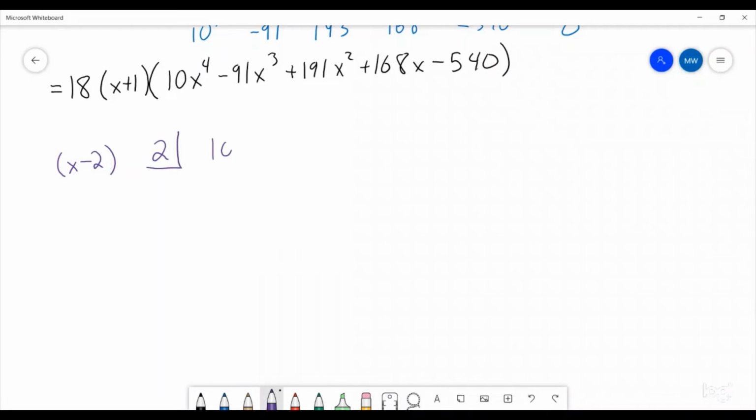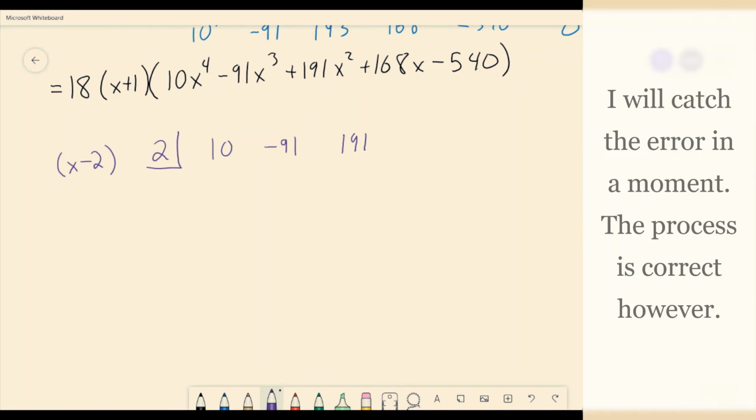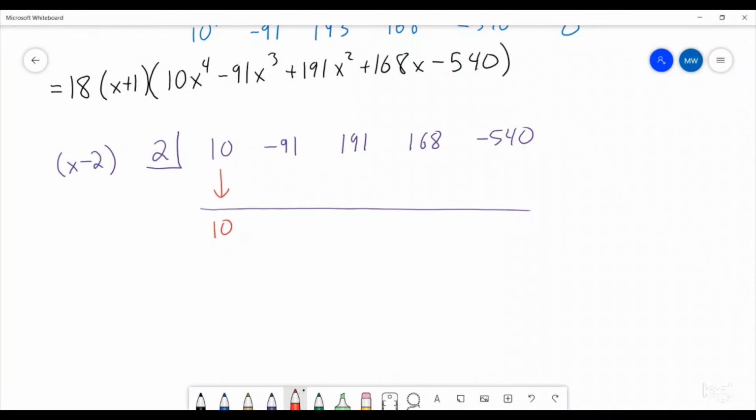So let's go through. We got 10, minus 91, 191, 168, and we have a minus 540. So here, let's go through step by step again. Bring the first term down. That becomes 10. Times 2 becomes 20. That's a minus 71, times 2 is minus 142. Let's see, 191 minus 142, that is 49. Times 2 becomes 98.